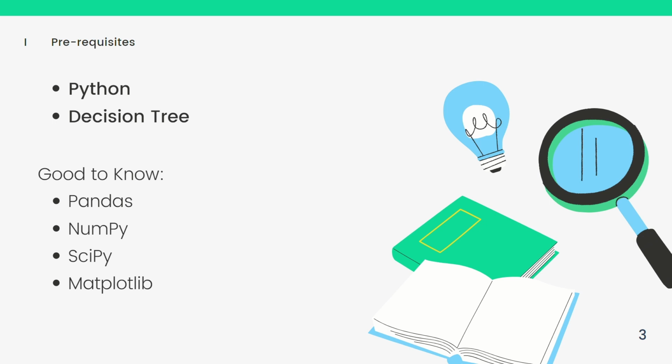So Python is a must for all the videos, especially because we are dealing with Scikit-learn library and it's completely based on Python. And decision tree algorithm, if you know it, it will be very good. If not, we'll discuss it in brief in the upcoming slides. And good to know, just like all the other videos, pandas, numpy, scipy, and matplotlib.